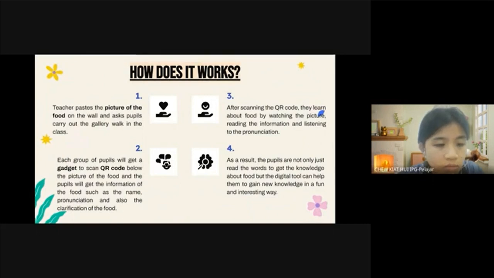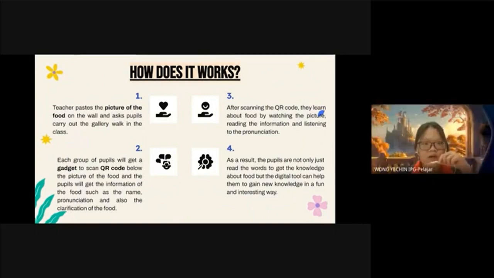Okay, now I will explain how the application or the digital tool works. First and foremost, the teacher will paste the pictures of the food on the wall, such as burger, ice cream, noodles, and so on. Then ask the students to carry out a gallery walk in the class. It means that the pupils will take a look at the pictures.